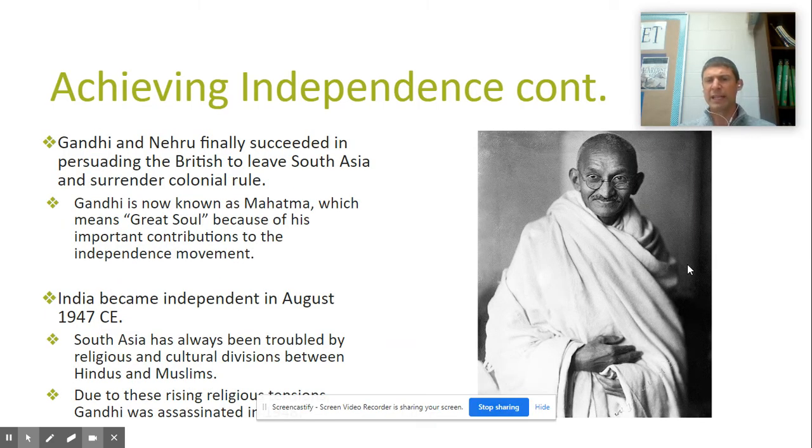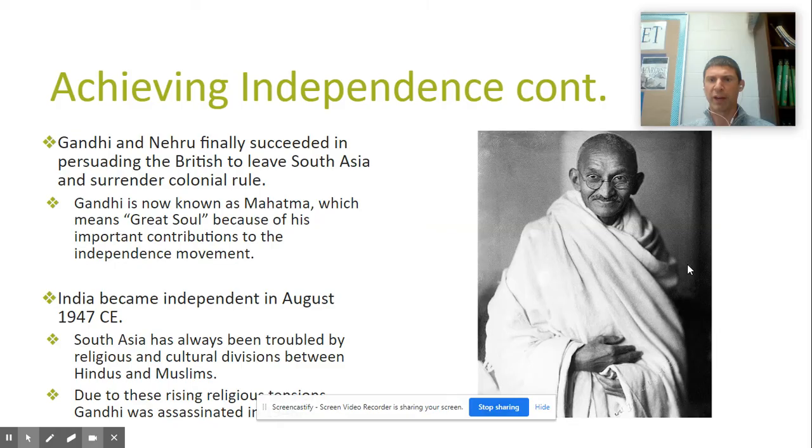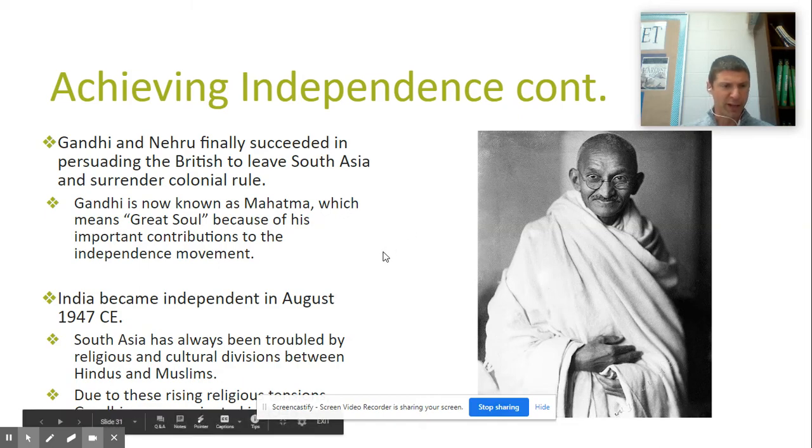So it was towards the end of his life that he was assassinated. You can see, he looks quite a bit different in this picture. This was towards the end of his life. He's often called Mahatma Gandhi, which means great soul. And India does become independent in 1947 based on a lot of his work. And like I said, he was assassinated there. It's a little bit hard to read that.